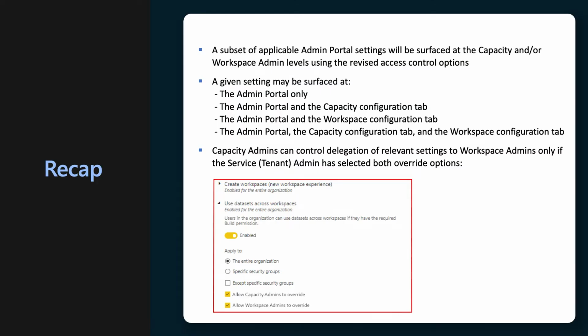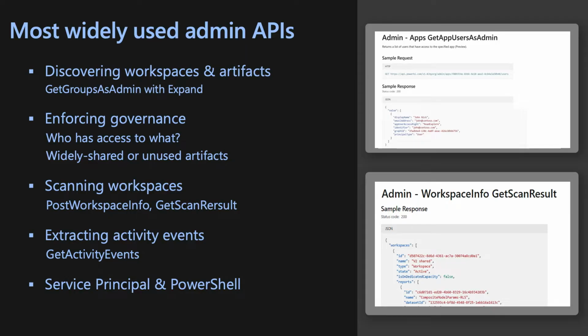So in conclusion, we plan to surface a subset of the current tenant admin settings at both the capacity and workspace levels. But tenant admins will continue to exercise ultimate control over whether and how these settings are delegated. Now let's go over what we have planned on the API front. We already provide a number of APIs to help support admins in their roles. Here are a few examples.